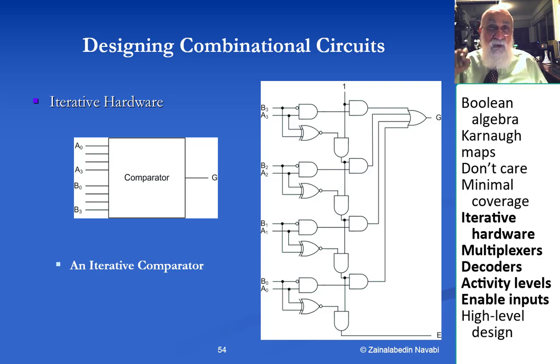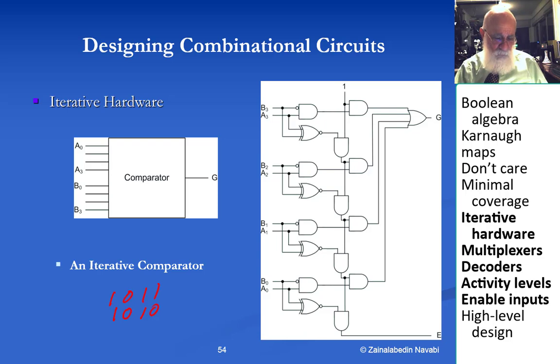Let's look for other ways of doing it, and what I do now is look at iterative circuits. Iterative circuits are circuits that have something that keeps repeating. If you're comparing these two numbers, 1011 and 1010, how do you do it?